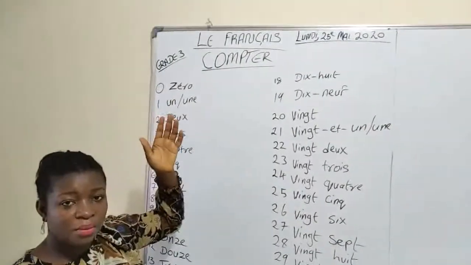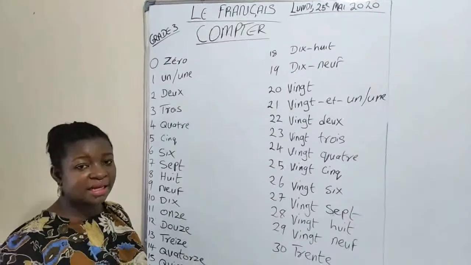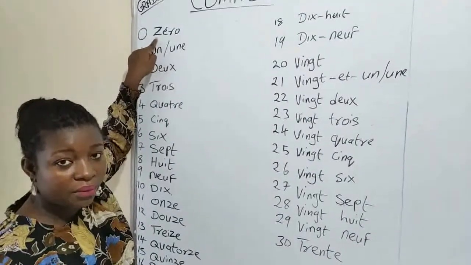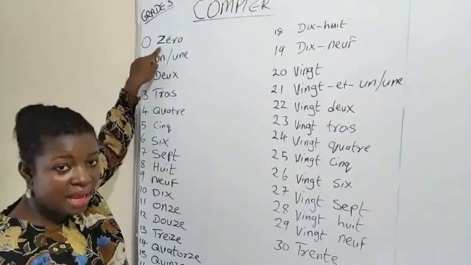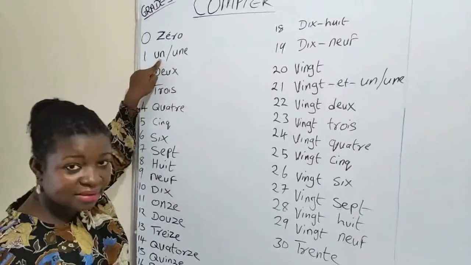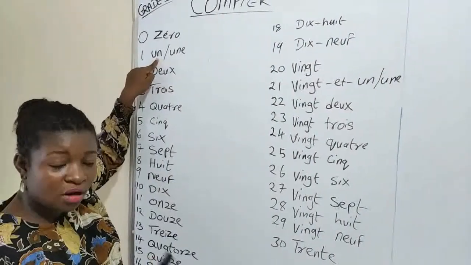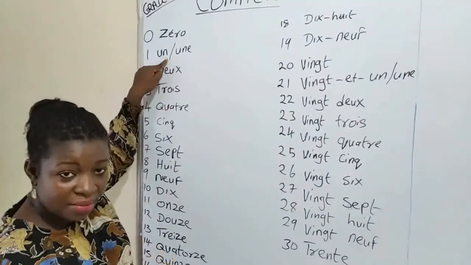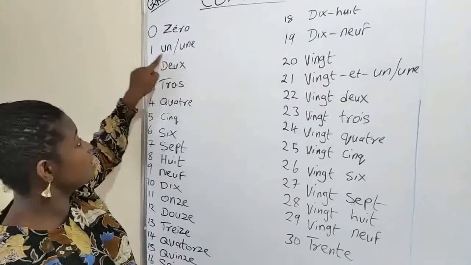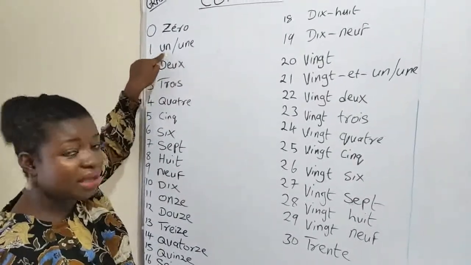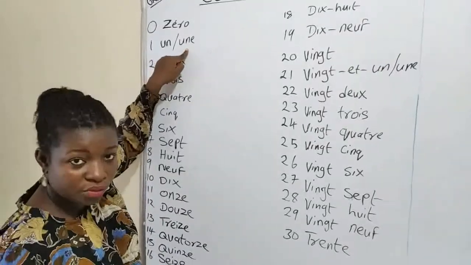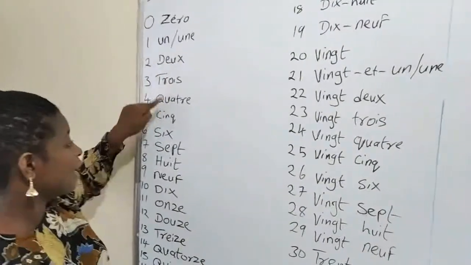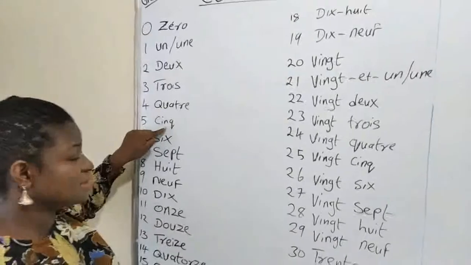Okay. Here we are going to go back to it again, and then you repeat after me. So here we have zéro. Say zéro. If you are counting a pen, un stylo, you say un. If you are counting a ruler, which is a feminine object, you say une. So this is un. You say that after me. Un. Un. Deux. Trois. Quatre. Cinq.